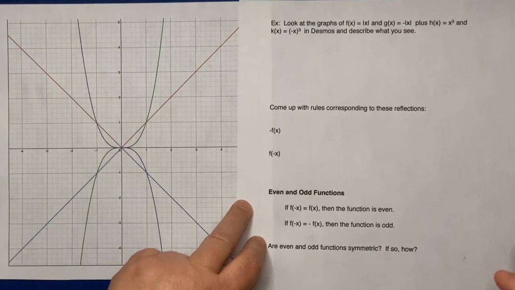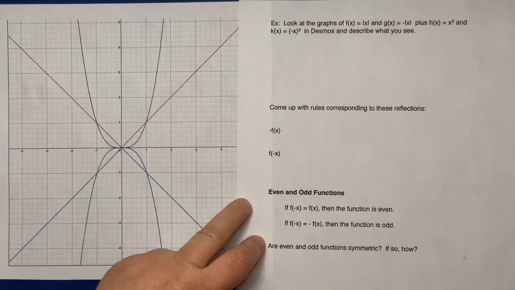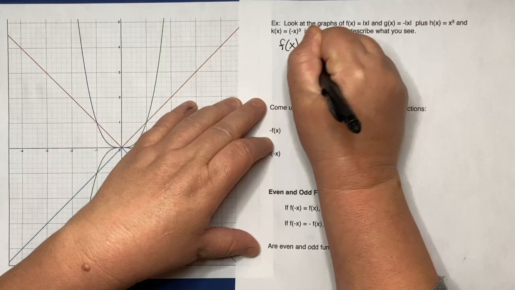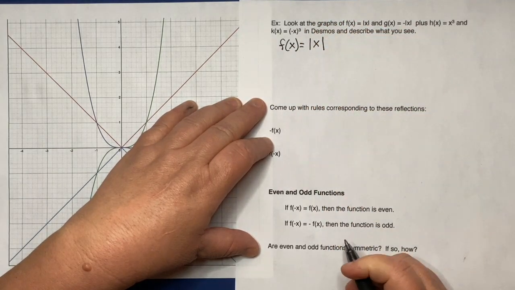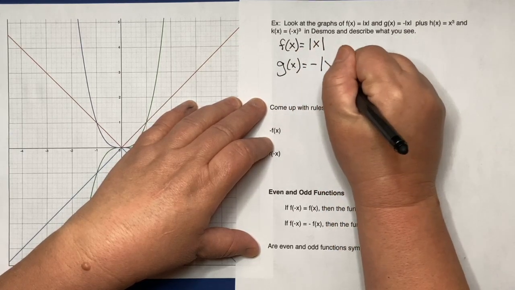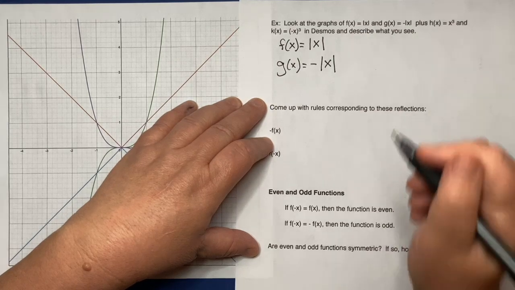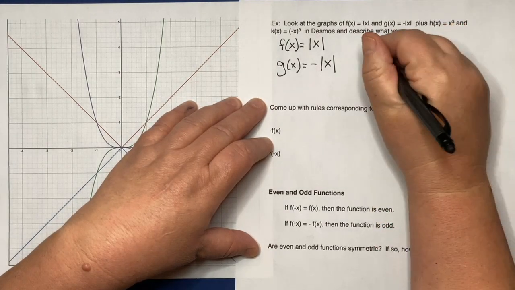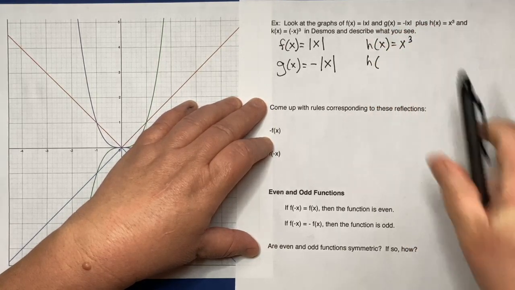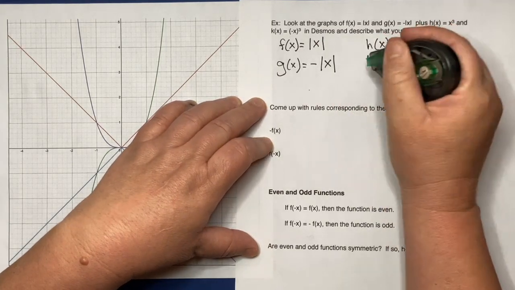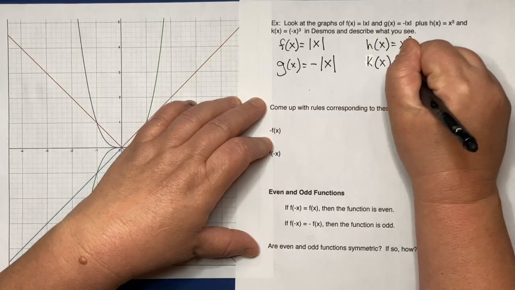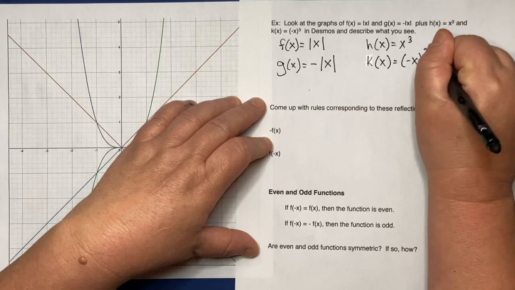So we've got 4 graphs here, and I know it's hard to see, but basically I've mixed some metaphors. So I've got the absolute value of x, and I also have the opposite of the absolute value of x. Then, just to make things exciting, I've got x cubed, and then I don't have h again, I have k. K of x, which is the opposite of x cubed.